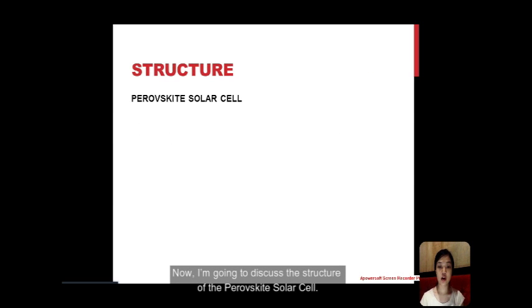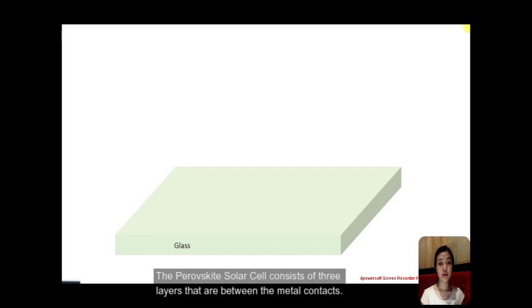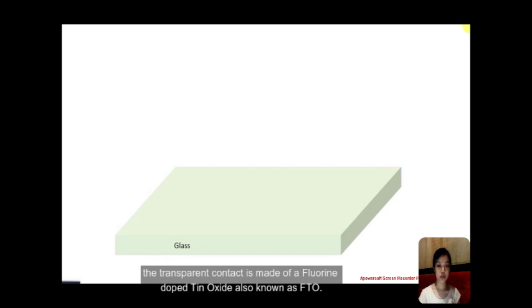Now I'm going to discuss the structure of the perovskite solar cell. The perovskite solar cell consists of three layers that are between the metal contacts. The structure of the perovskite solar cell starts with a glass substrate.